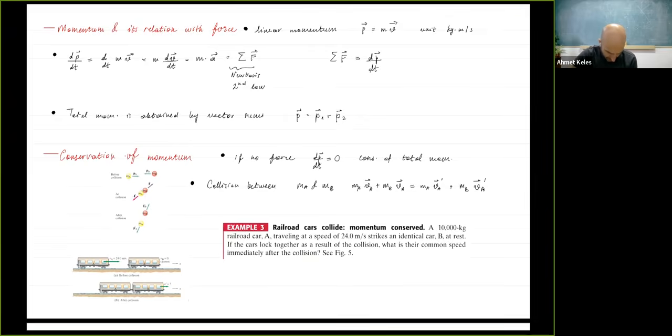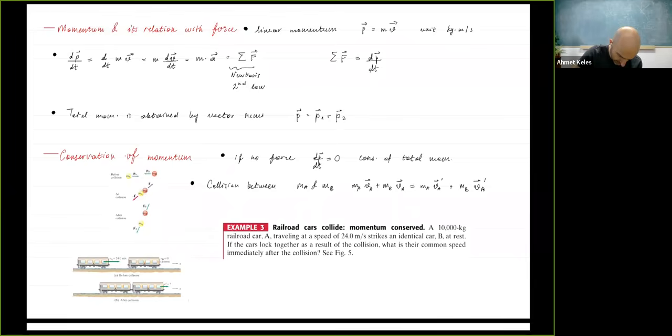And here's the example. There are railroad cars, and they collide. A 10,000 kilogram railroad car A traveling at a speed of 24.0 meters per second strikes an identical car B, which is at rest. If the cars lock together as a result of the collision, what is their common speed immediately after the collision?